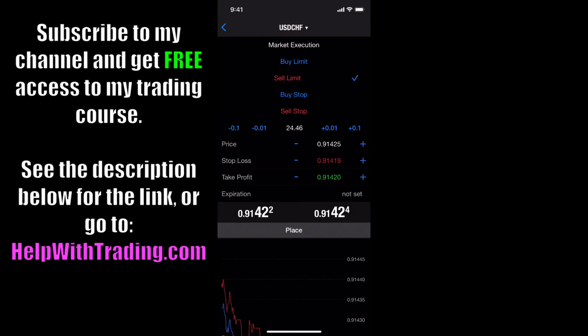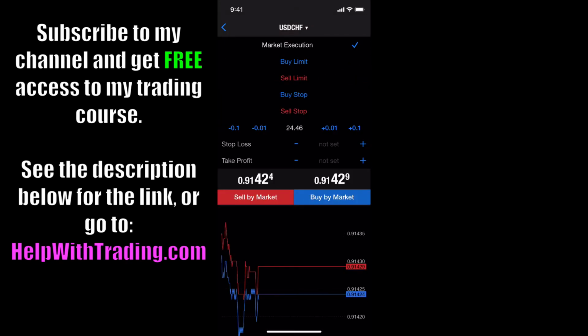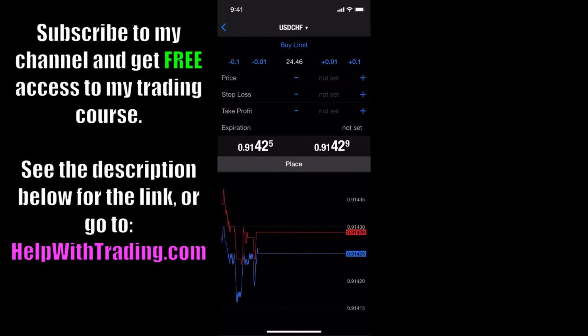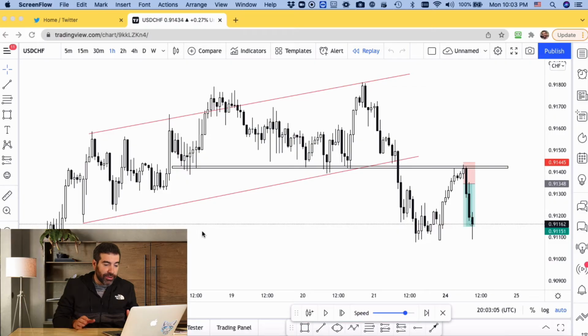So instead of doing the market execution, you're just doing either the sell limit or you're doing the buy limit. And that's what it's all about. And then it just automatically fills your order when it hits that price instead of chasing the trade. So here's the first example.